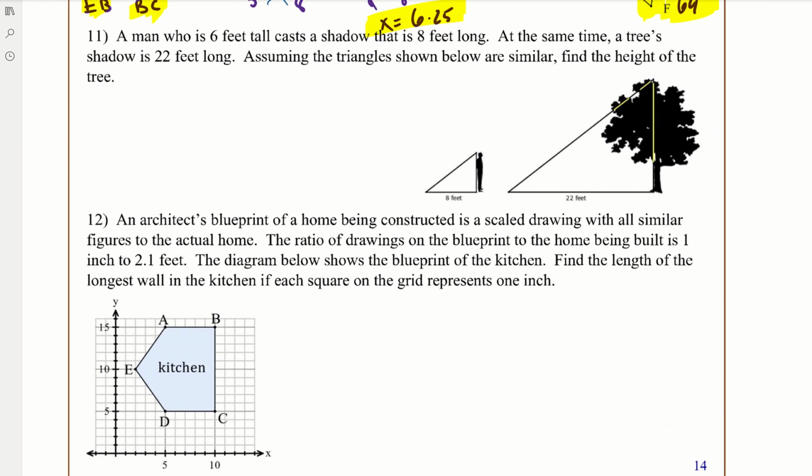Oh my God, word problems. They are not any harder, just don't panic, okay?